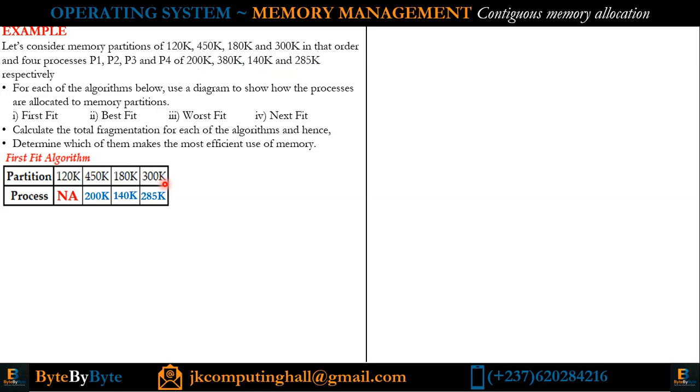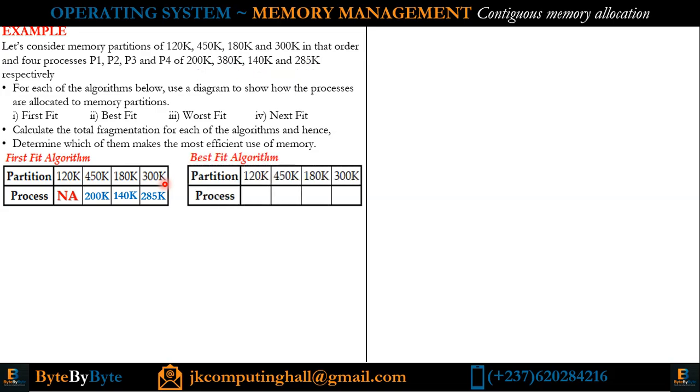Now, we move to the second one, the best fit algorithm. And the best fit algorithm does what? When we have a particular process, it identifies the unallocated partitions and selects the smallest of them. And from there, we attribute the process to that particular partition. So we have the first process, which is 200K. And we see that among the different partitions, it is this one and this one which can accommodate the 200K. And among these, this is the smallest one. So this is where the 200K process will be allocated.